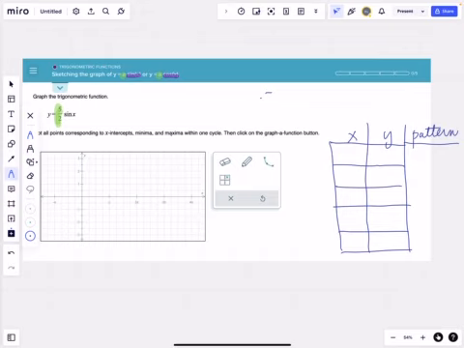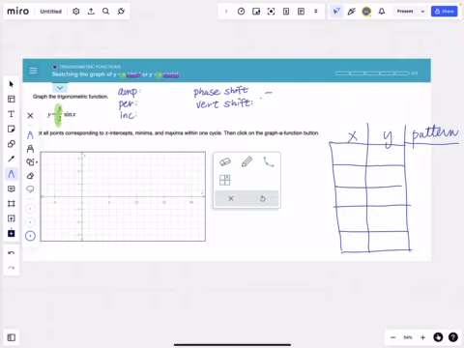Okay, so let's start. First, identify the things that we need. We definitely need to know these things to plot points and graph a sinusoidal function. We need to know the amplitude. We need to know the period. We need to know the increment. We need to know the phase shift. And we need to know the vertical shift. These are the things that we must know.